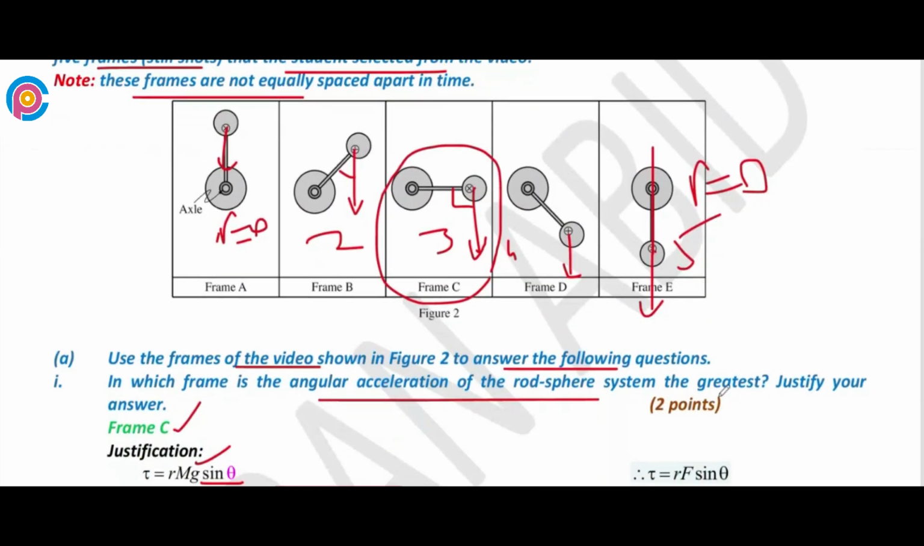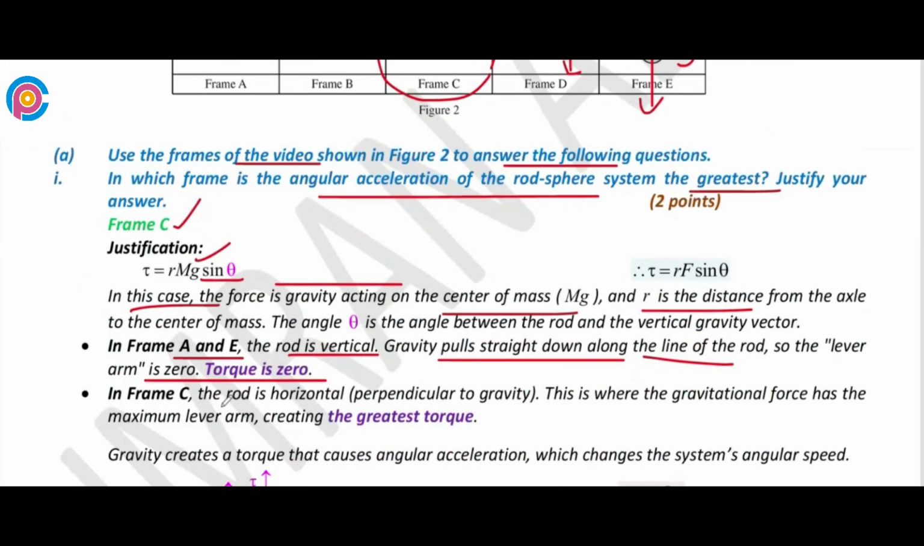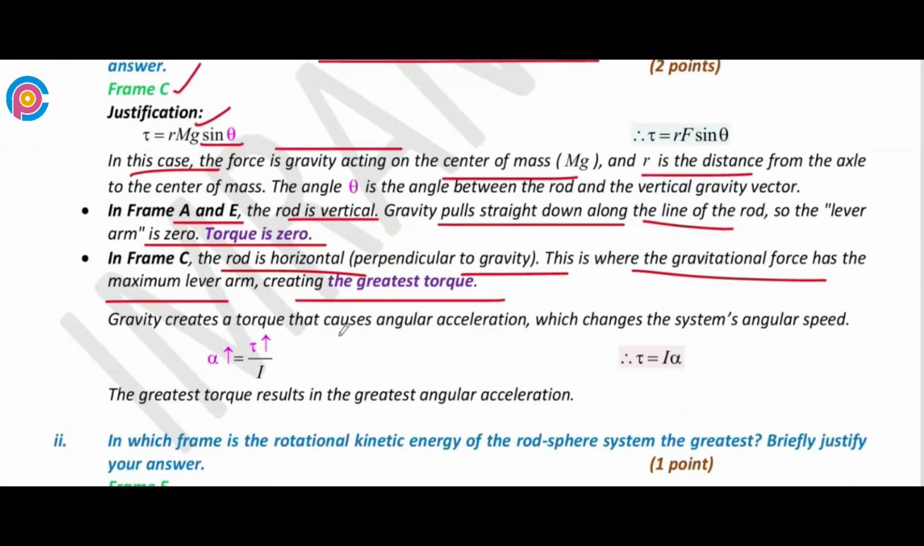For the angular acceleration to be greatest, we need the maximum torque. So we can say in frame C, the horizontal rod is perpendicular to gravity, so the gravitational force acts at the maximum lever arm, creating the greatest torque. Gravity creates the torque that causes the angular acceleration, changing the angular speed. Tau is equal to I alpha, so alpha is equal to tau by I. When tau is greater, alpha is greater: the greatest torque results in the greatest angular acceleration.